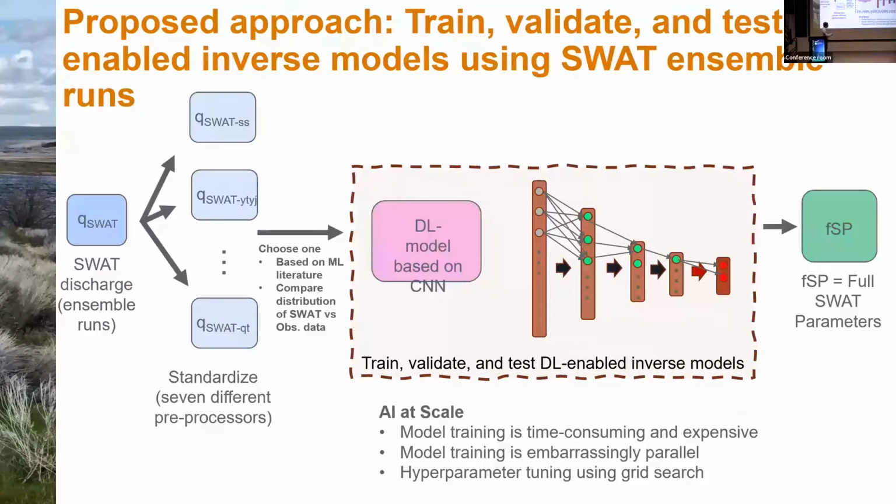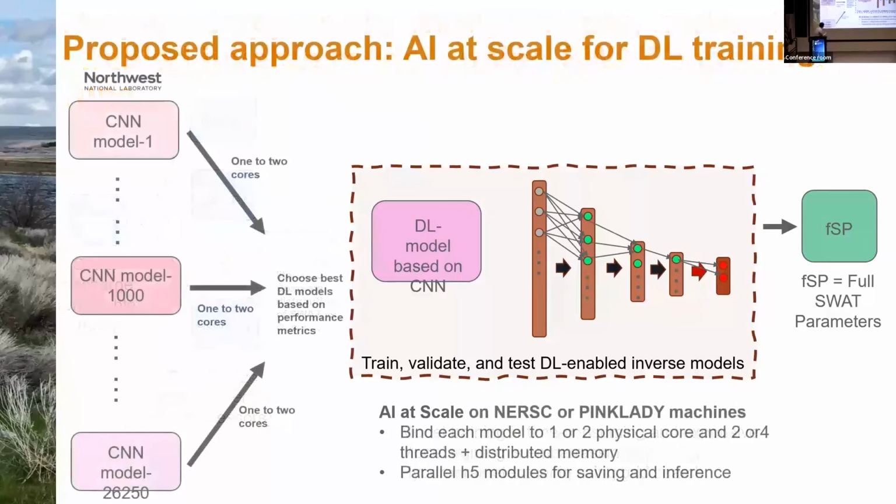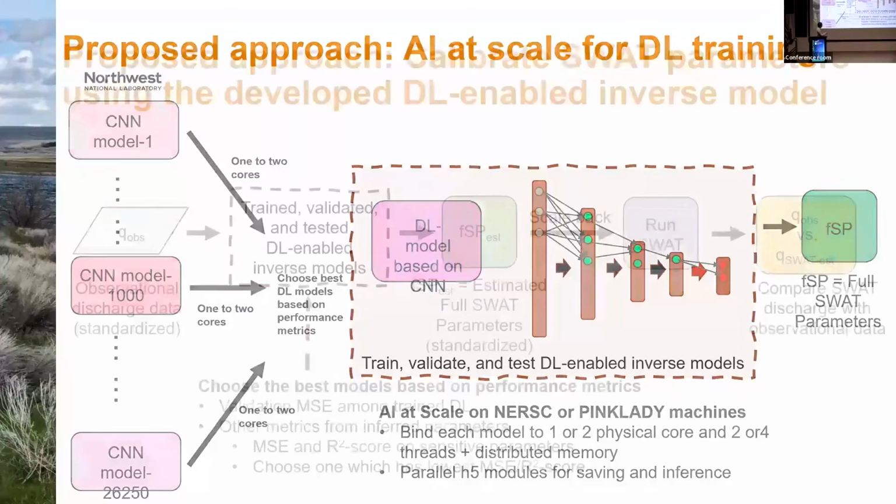And the other advantage of doing this at scale is that it is embarrassingly parallel. So you can train each and every model on either a CPU or a GPU, and you can use advanced grid search methods or Bayesian optimization methods that are scalable to do this. So how do we do that? We place each and every model on a core and bind these models for each and every core, and estimate these SWAT parameters, these process model parameters.